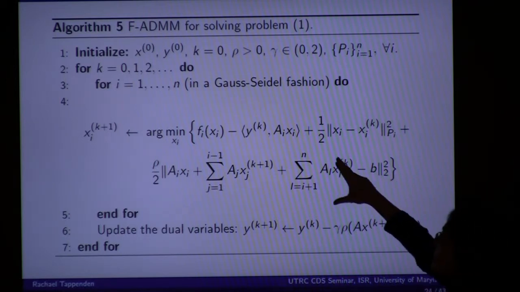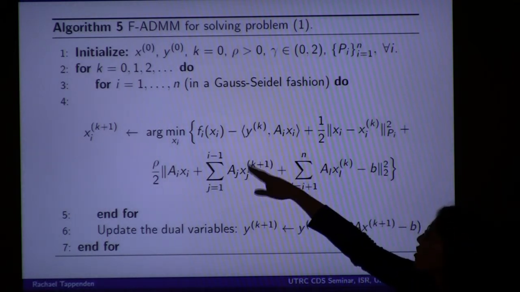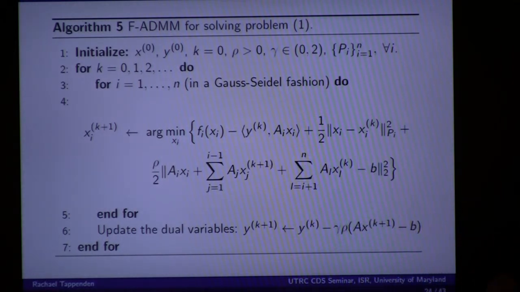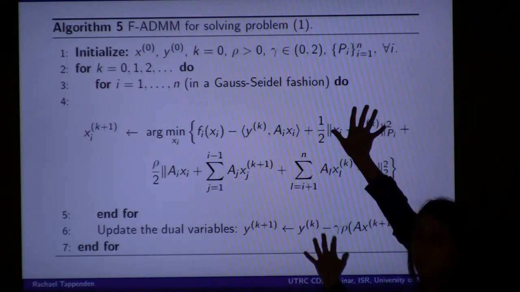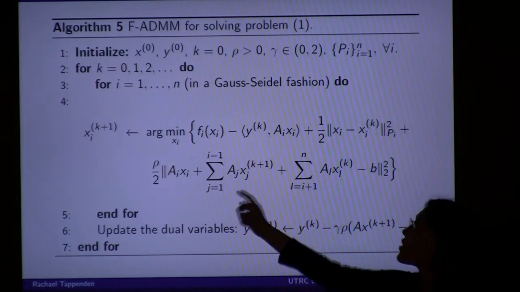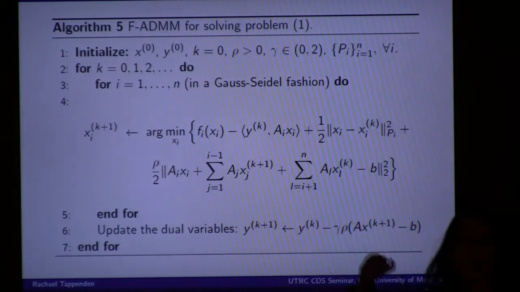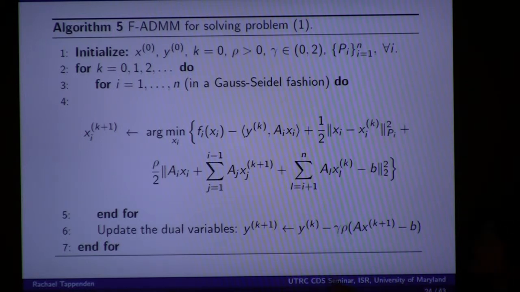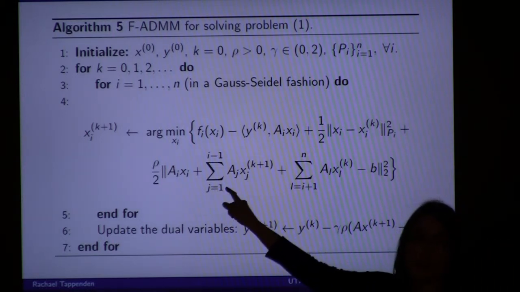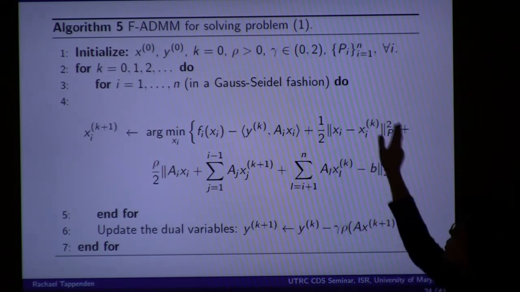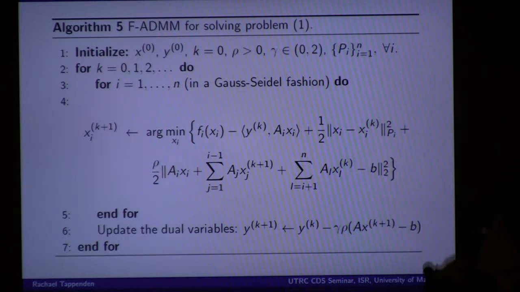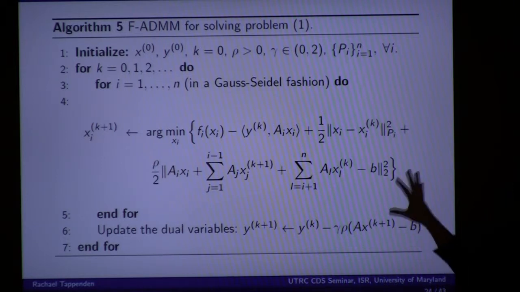We're going to take all of our variables, 1 to n, and update them in a Gauss-Seidel fashion. Again, if we just forget about this term for a moment, this is the augmented Lagrangian. Previously, we fixed all the other variables that we weren't updating at iteration k, but because we're doing a Gauss-Seidel, we've already updated some of the variables, so they're fixed at k plus 1, and we haven't updated some of the variables, so they're fixed at k. And then we're also adding in this regularization term. We've got these matrices Pi that are positive definite, and they're going to help make these subproblems easier.